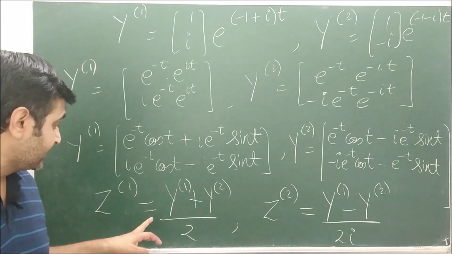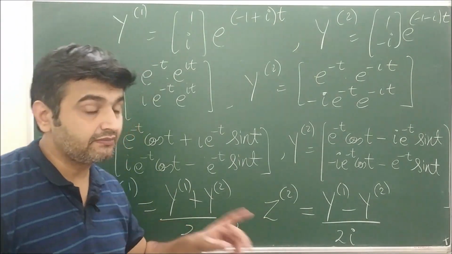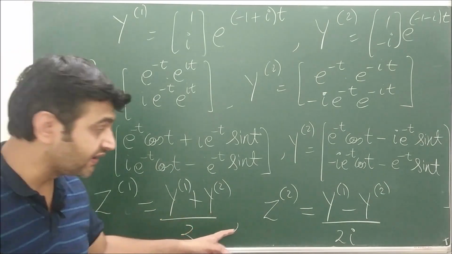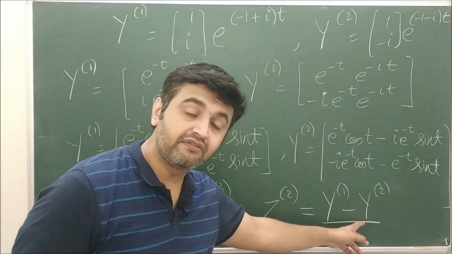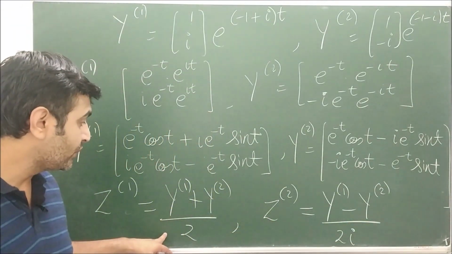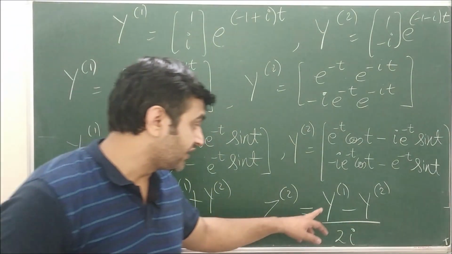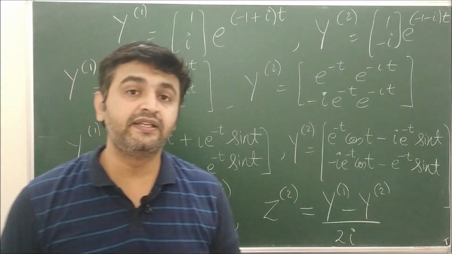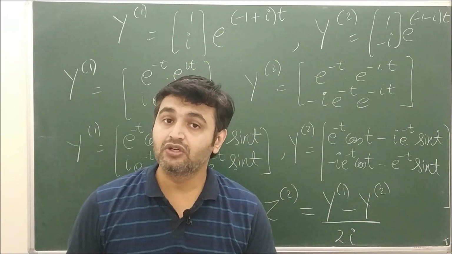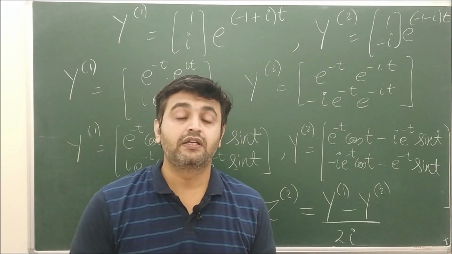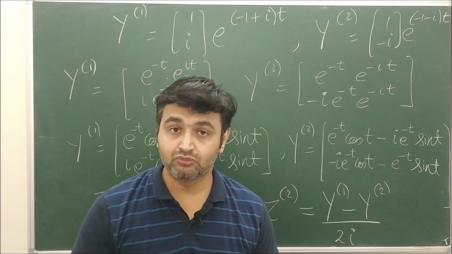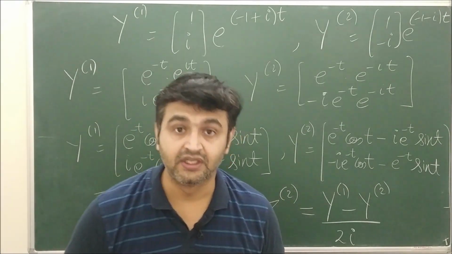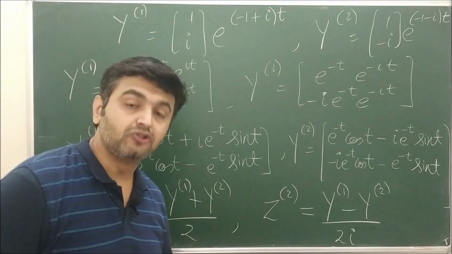Now question is, will z1 and z2 be the solution of the system? Yes, it will be. Why so? Because I am simply taking the linear combination of y1 and y2. Here also the linear combination of y1 and y2. This is 1 by 2 into y1 plus 1 by 2 into y2, and 1 by 2i into y1 minus 1 by 2i into y2. So I am simply taking the linear combination of the solution, and we saw a theorem in our previous lecture that for a system of linear homogeneous differential equation, linear combination of solution is always a solution. Therefore your z1 and z2 will also be a solution.